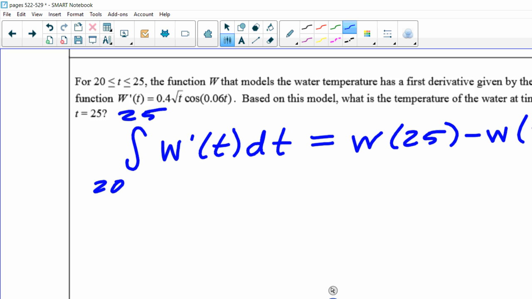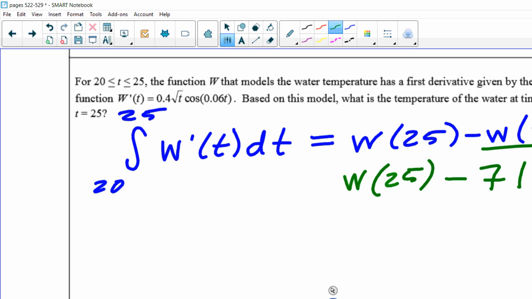Which we have, good. We already know this. That is, what is 71? We don't know this, but we can darn sure find this on our calculator. So take a minute and run that. Let's see what we get.